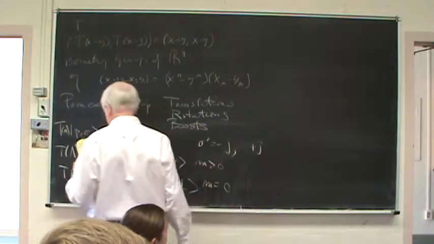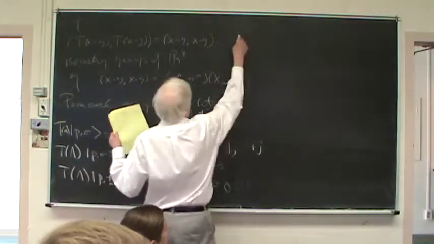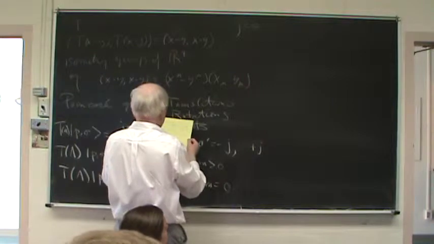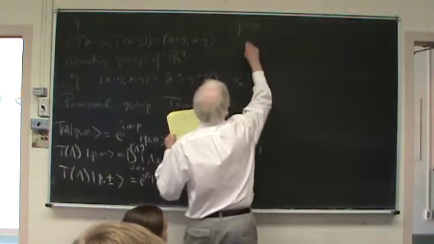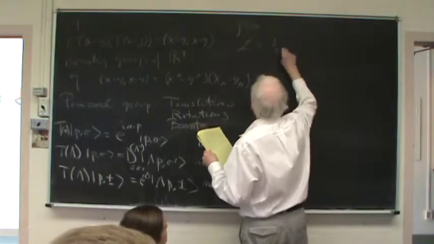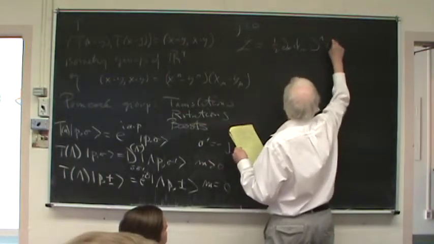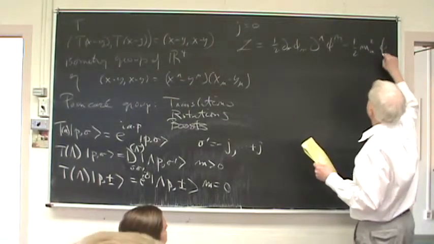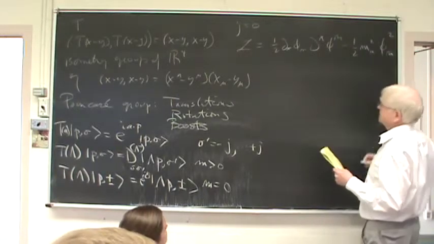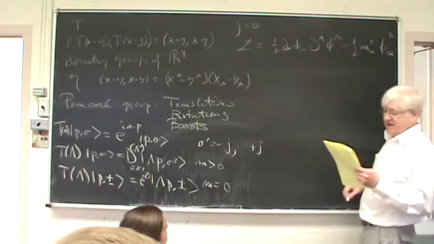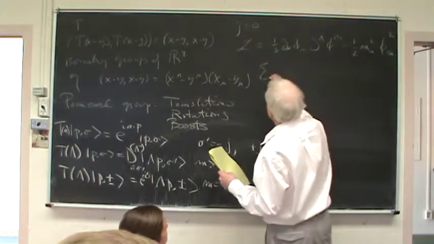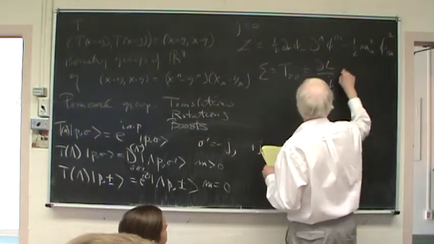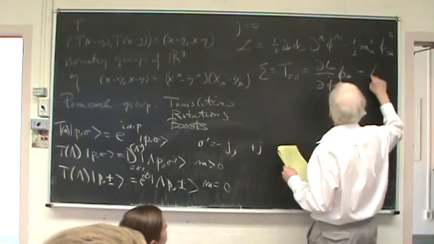So let's look at the simplest case, which is j equals 0. And then for this, what we've got is the Lagrangian might be a half d mu phi n d mu phi n minus a half m_n squared phi n squared. So there's a bunch of scalar fields labeled by n, and the energy density, or T00, would be partial L partial phi dot n minus L.